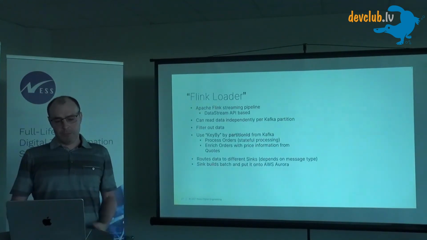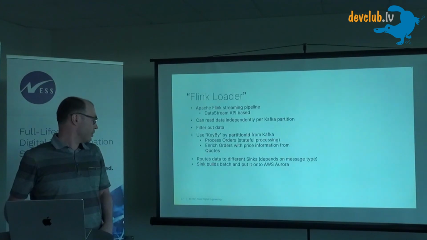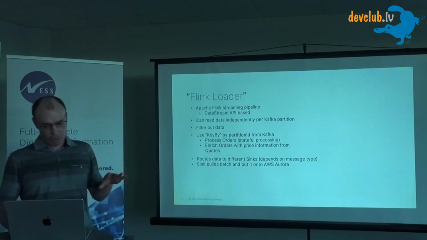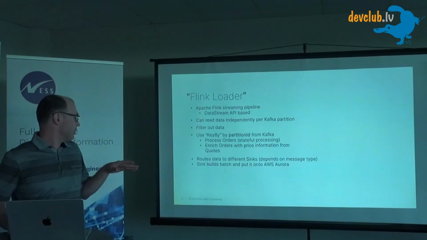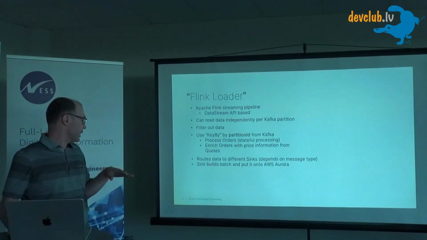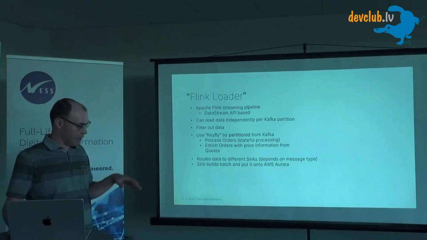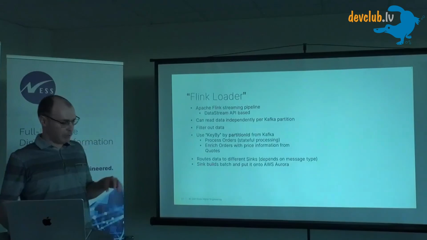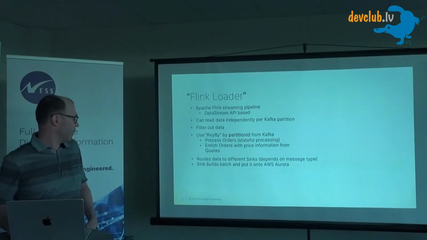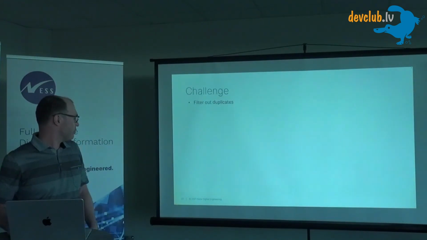And then we route data to different things. It depends on message type, so each message has its own type. And we route these to different sinks, and a sink is responsible for delivering this data into AWS Aurora, and it builds batches, because we need to batch data into Aurora to achieve higher throughput.